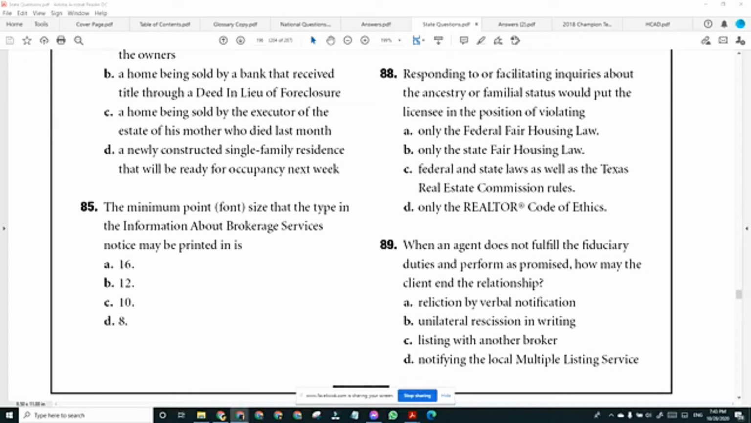Okay, 88. Responding to or facilitating inquiries about the ancestry or familial status would put the licensee in the position of violating what? A, only the federal fair housing law. B, only the state fair housing law. C, federal and state laws as well as the Texas Real Estate Commission rules. Or D, only the Realtor Code of Ethics.